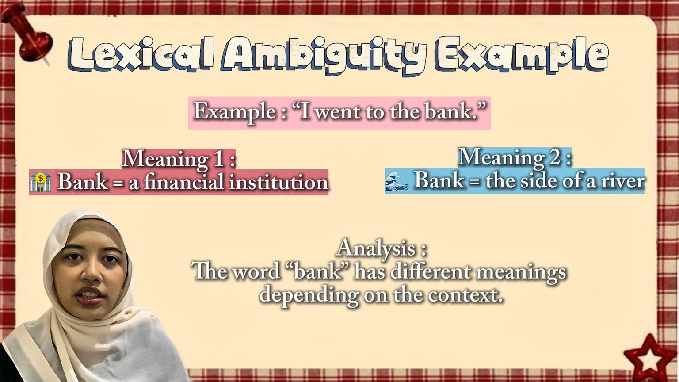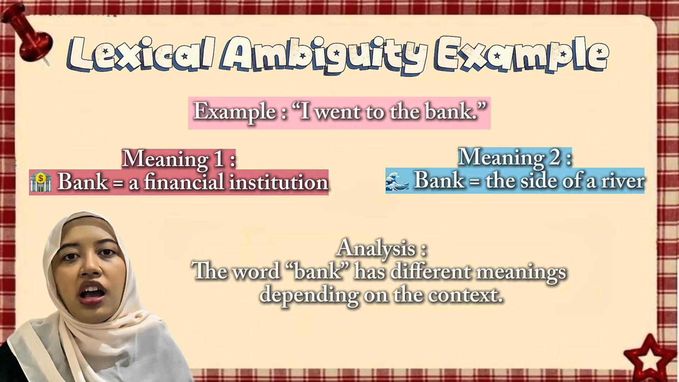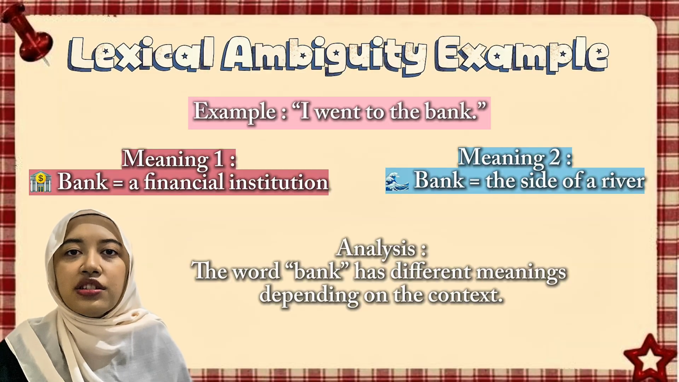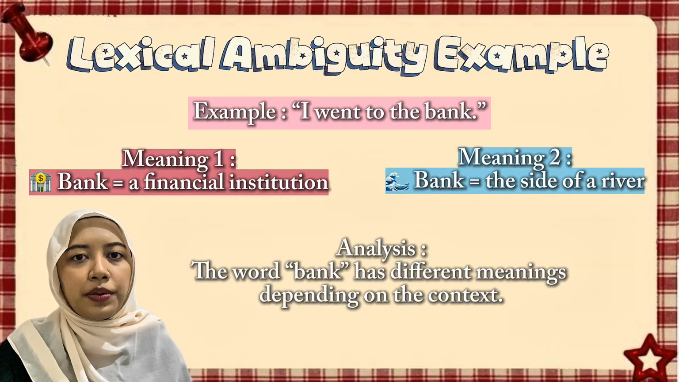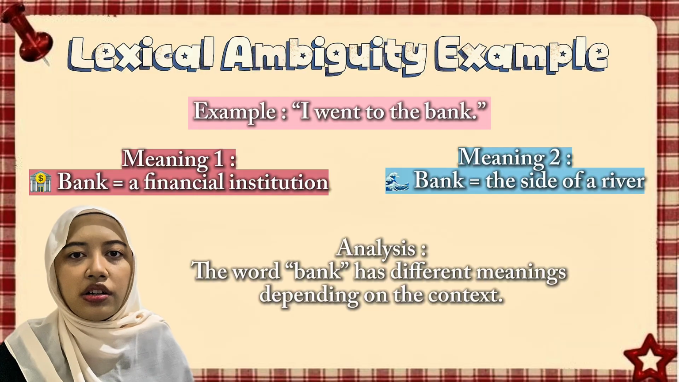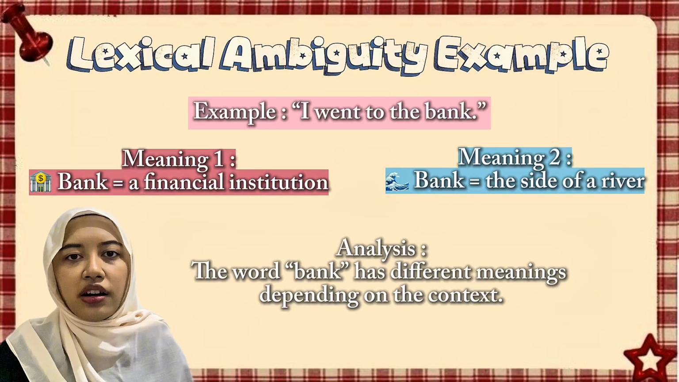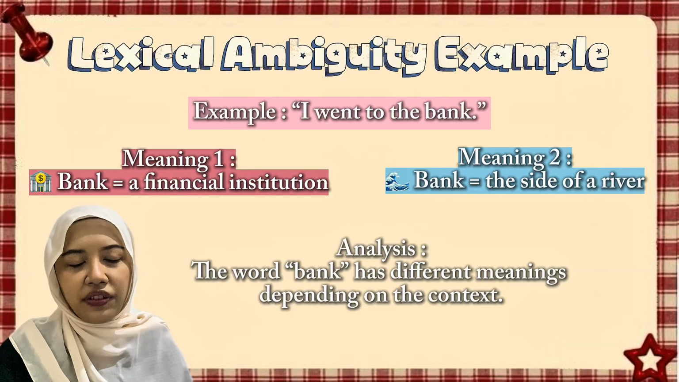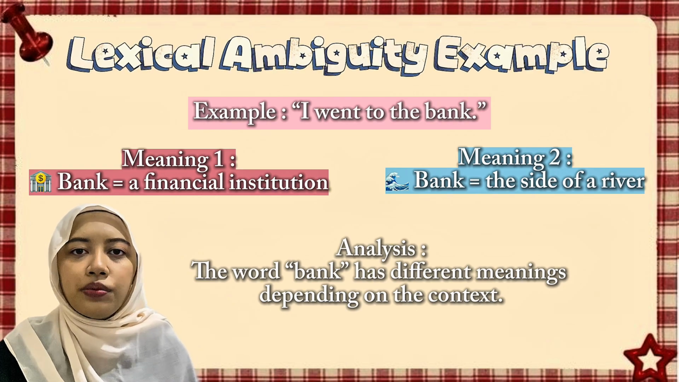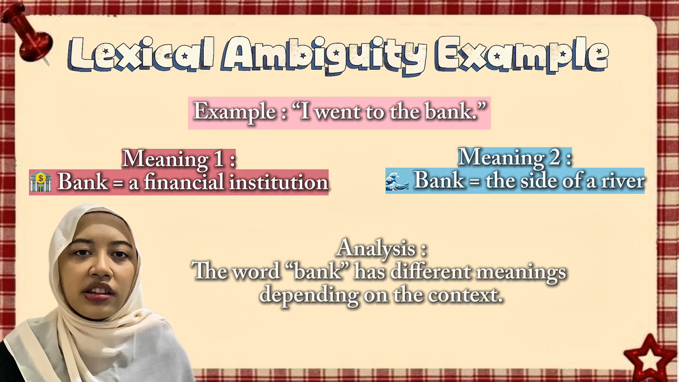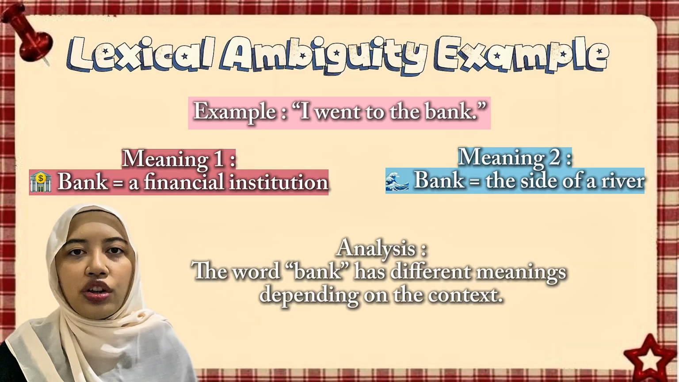If the speaker talks about money, the meaning is a financial institution. But if the speaker talks about nature or a river, the meaning can be the side of a river. This shows that one word can create different meanings depending on the context.